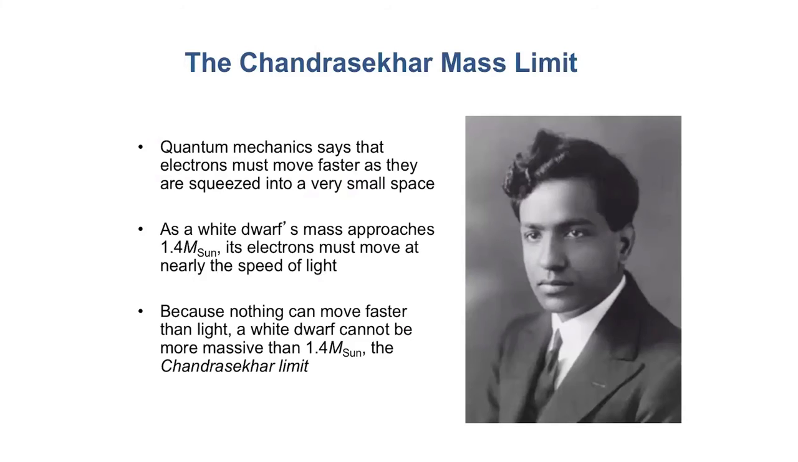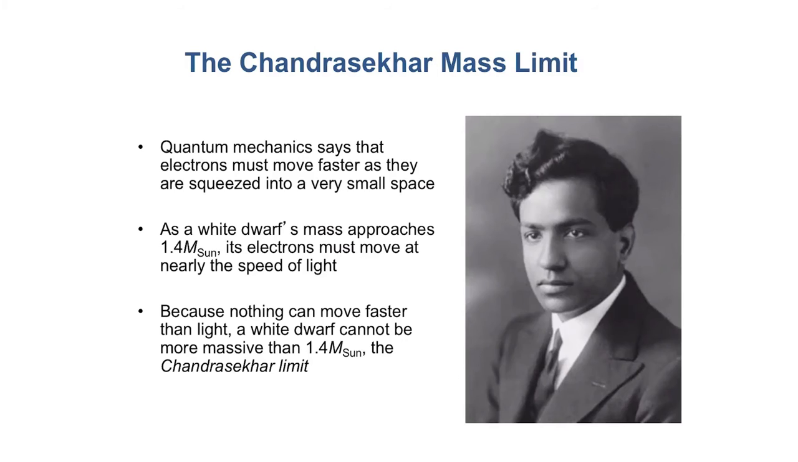There is a fundamental limit to how massive you can make a white dwarf. And that's caused by the quantum mechanical fact that says that electrons cannot occupy the same quantum state. They cannot be in the same place at the same time at the same energy. And so what happens when you try to move atoms closer together? They must go to higher and higher energy levels. And what does that mean? It means that they're moving at faster and faster and faster speeds.